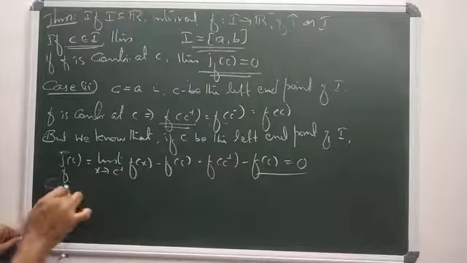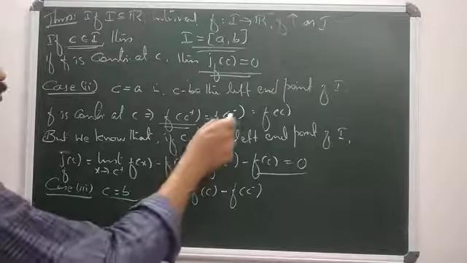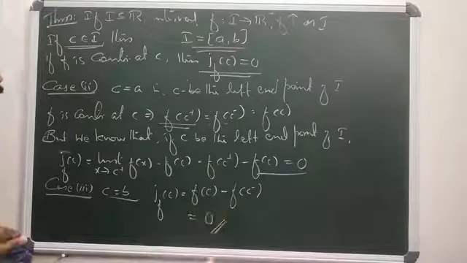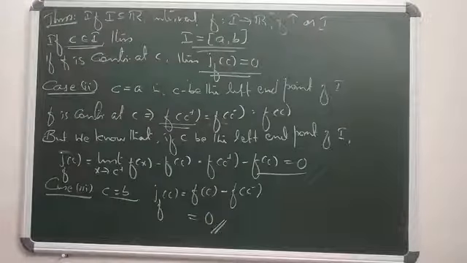Now we are going to the third case. What is the third case? When c is the right endpoint. c being the right endpoint means j_f(c) is nothing but f(c) minus f(c-). But if f(c-) is the same as f(c), it is also 0. So in all three cases, j_f(c) equals 0.